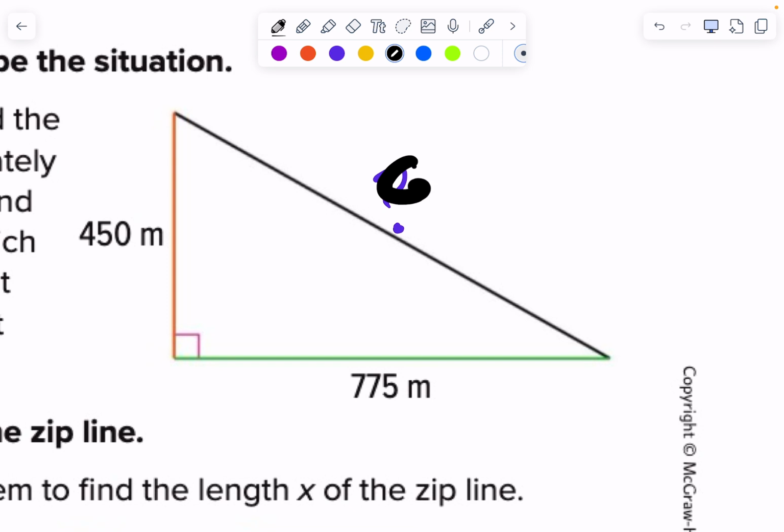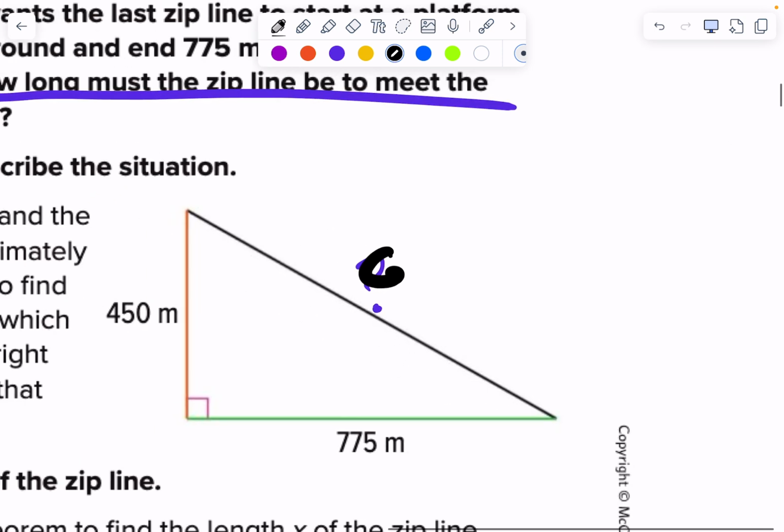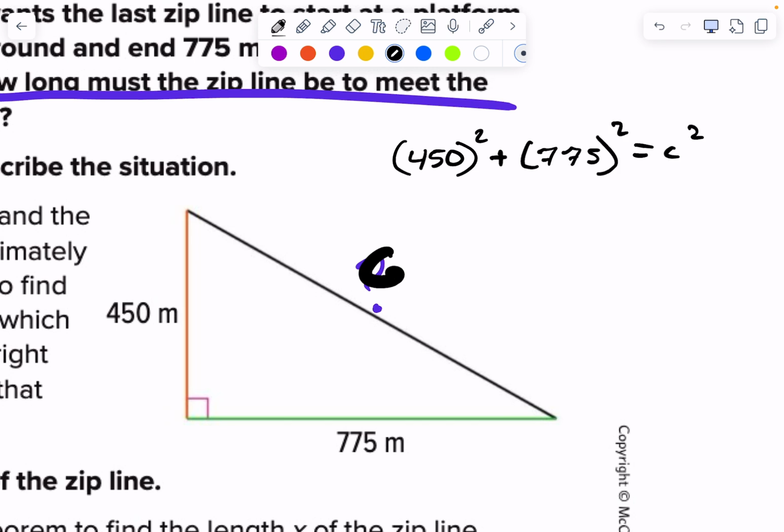This is side C, so which one do you want A to be? Sure, okay, grab a calculator. 450 squared plus 775 squared equals C squared. 803,125 if you add them together. Yep, equals C squared. Take the square root. 896.2.